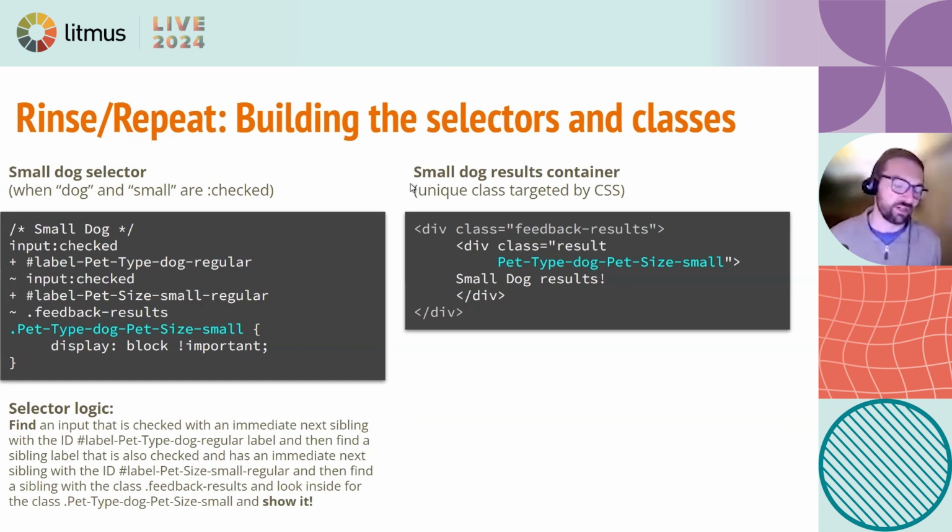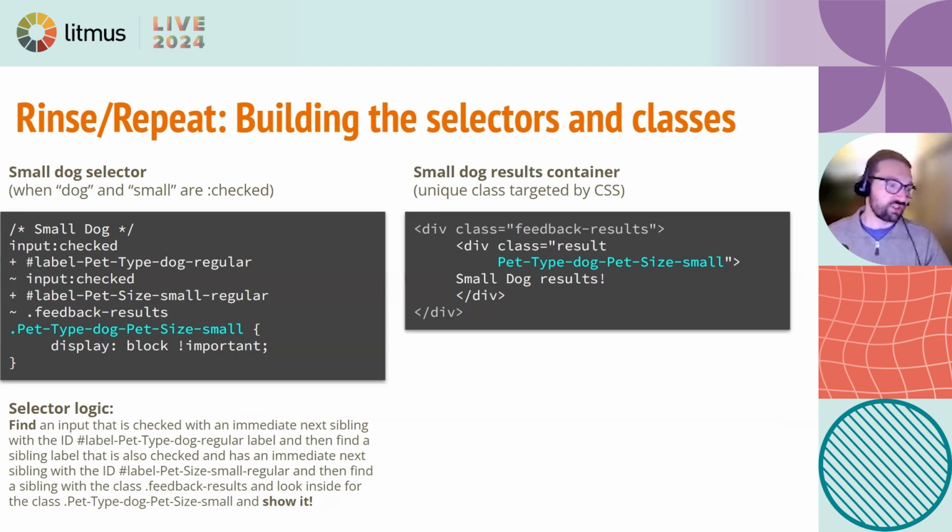You can see at the bottom there the complexity of this selector. So just for fun, I'll read it out for you. In this selector, find an input that is checked with an immediate next sibling with the ID label pet type dog regular label, and then find a sibling label that is also checked and has an immediate next sibling with the ID label pet size small regular, and then find a sibling with the class feedback results and look inside for the class pet type dog pet size small and show it. So that gets us from the input at the top of the document all the way down into the feedback results and the specific result that we want to show.